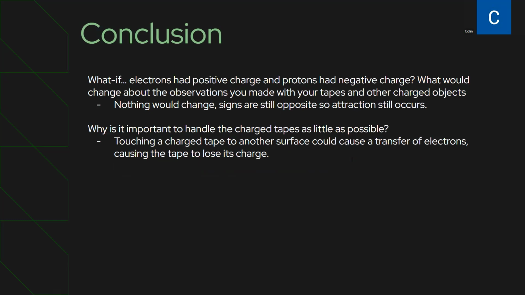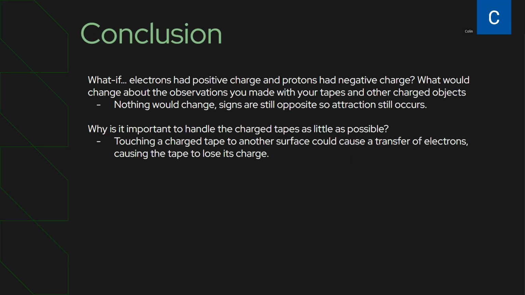All right, and then the conclusion. What if electrons had positive charge and protons had negative charge? What would change about the observations you made with your tapes and other charged objects? Nothing would change as long as the signs are still opposite, attraction still occurs, and vice versa. If the signs are still the same, the two forces will repel each other.